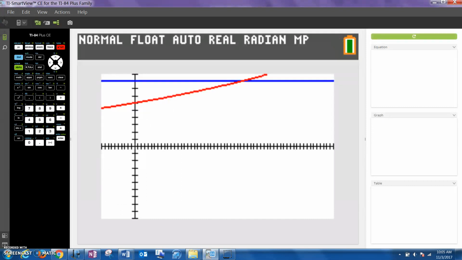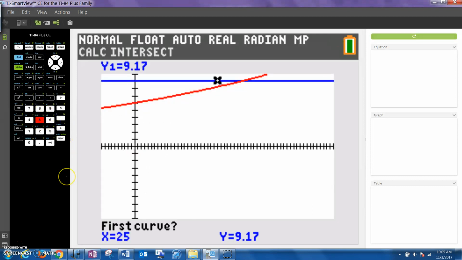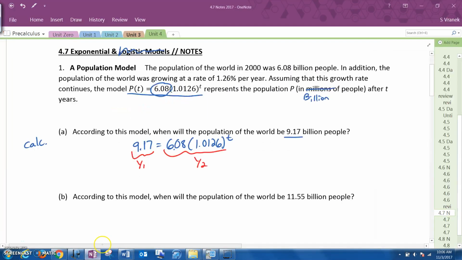Remember, to find the intersection point, you do second, trace, and then 5, which is intersect. Since we're only looking at one intersection point, you don't even have to move the cursor over there. You can just hit enter 3 times, and it should put us at 32.819. So I get that t is approximately 32.819 years after 2000.